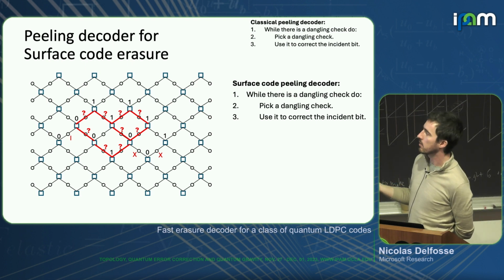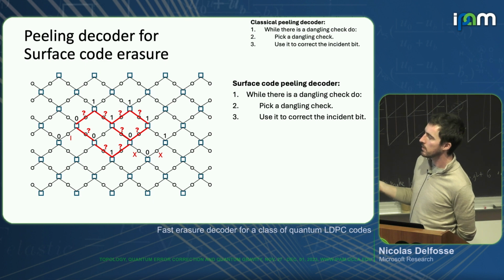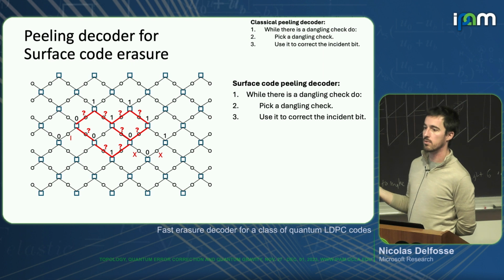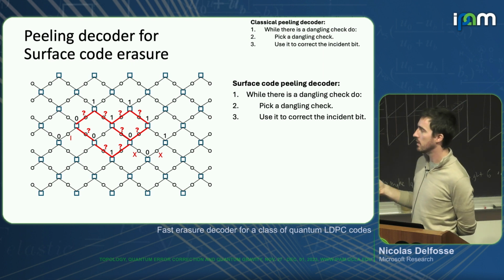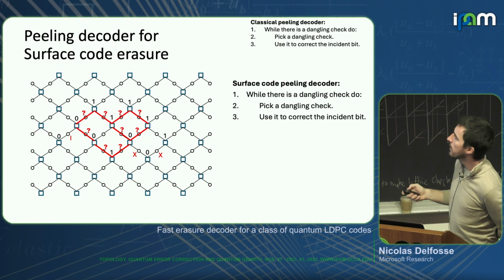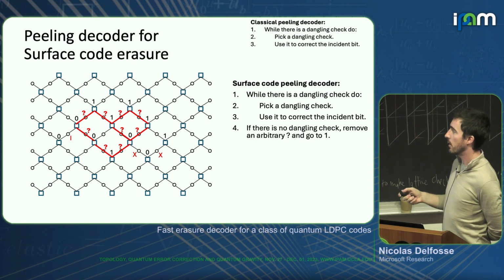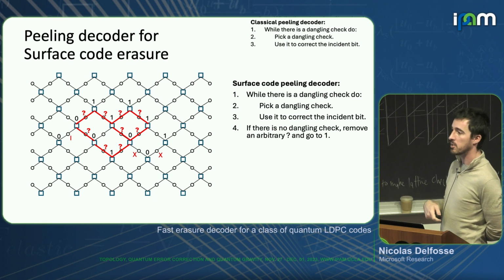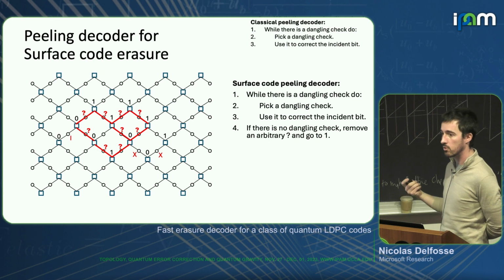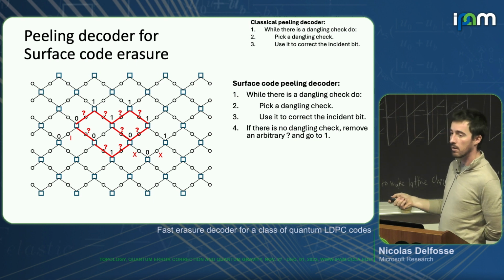So the classical algorithm fails at this point. It's a stopping set. Every check is incident to at least two erased qubits. Nothing dangling, we cannot peel anymore. And what we're going to do is add a step. We remove an arbitrary qubit. We remove an arbitrary erased qubit. It seems very violent, but the structure of the surface code allows us to do that. Why? So I'm going to select an arbitrary erased qubit and remove it.